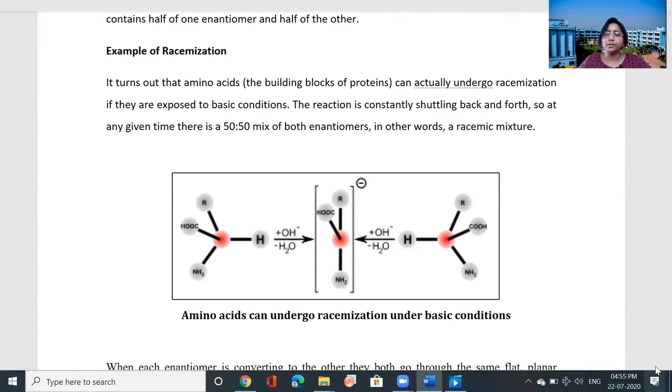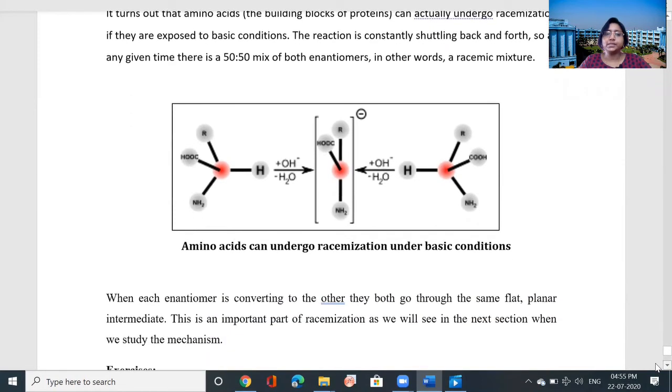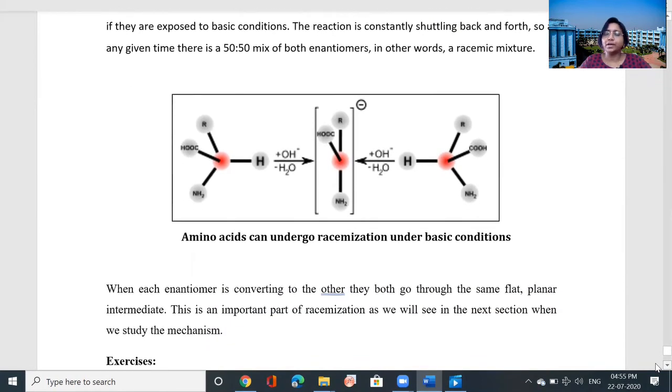So when each enantiomer is converting to the other, they both go through the same flat planar intermediate. This is an important part of racemization, as we will see in the next section when we study the mechanism.